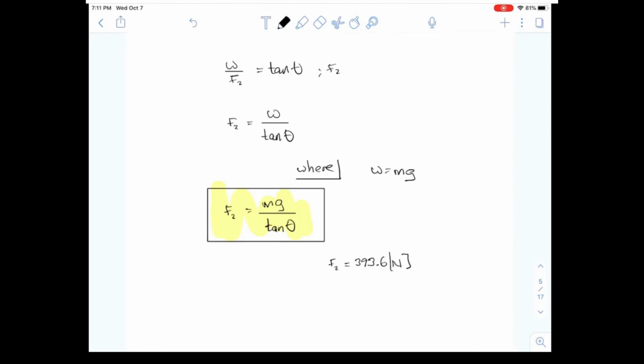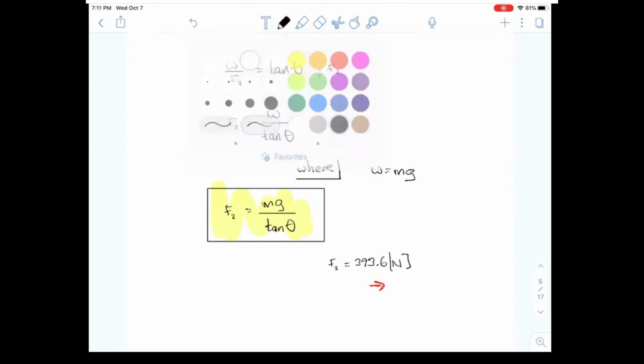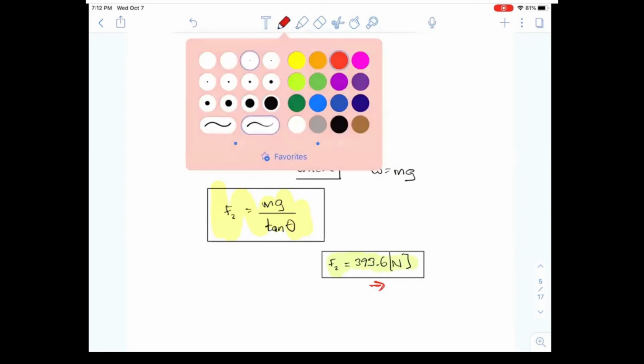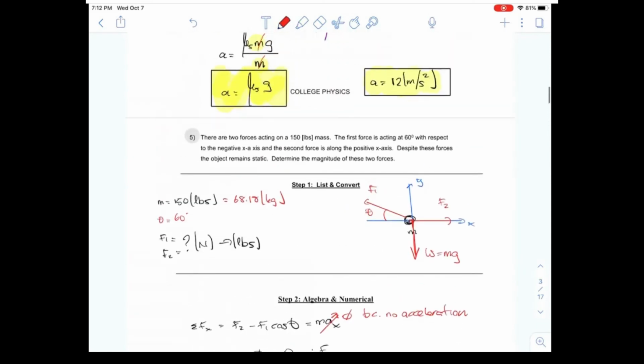Okay, if you don't mind, just convert it to pounds. Just want to get an idea. So what would this be in terms of pounds? Okay, it should be 86.6 pounds, what I'm getting. Okay, 86.6 pounds. Let me just check that.